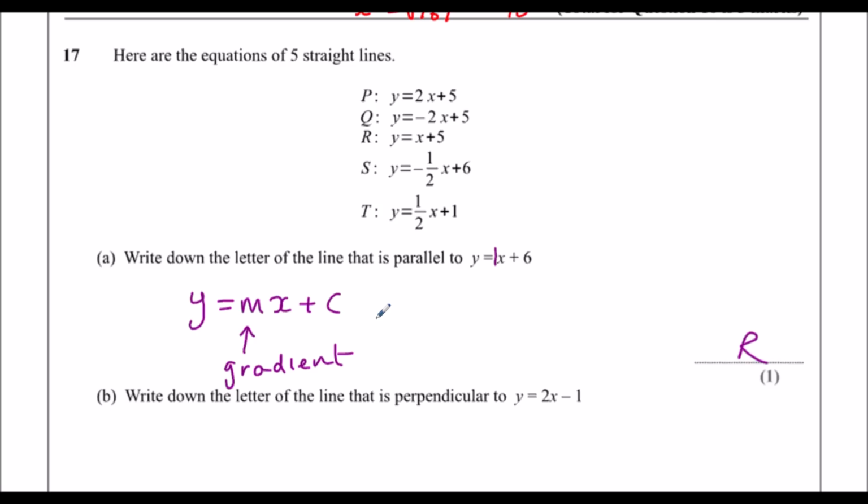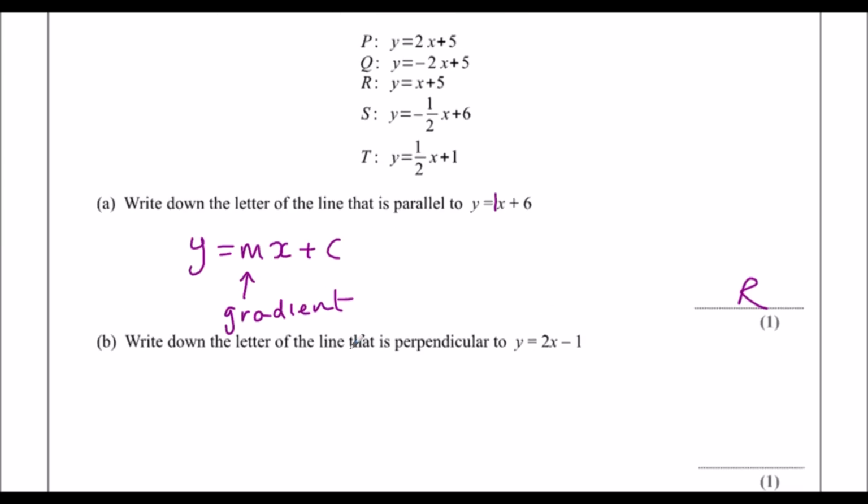Part B. Write down the letter of the line that's perpendicular to y equals 2x plus 1. So 2x plus 1 has a gradient of 2. A perpendicular gradient is the negative reciprocal: flip it and change the sign. So the perpendicular gradient will be minus a half. Which line has a gradient of minus a half? That's S: y equals minus a half x plus 6.